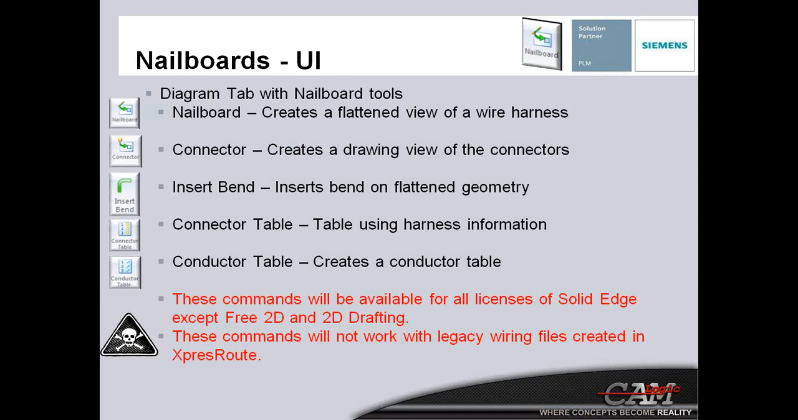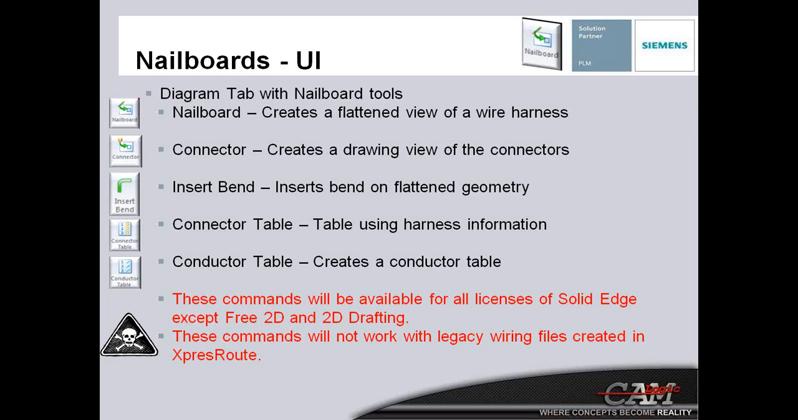Okay, let's talk a little bit about the functions within the nail board. So you have the diagram tab, and so let's start off with the nail board. That creates the flattened view of the wire harness. So the first thing it needs to do is flatten out that wire harness, so that way we can start adding information to it and manipulating it as if it were on a nail board. Then we can go in and use connectors and automatically put connectors onto the wire harnesses, including views and tables and callouts, quick and easy.